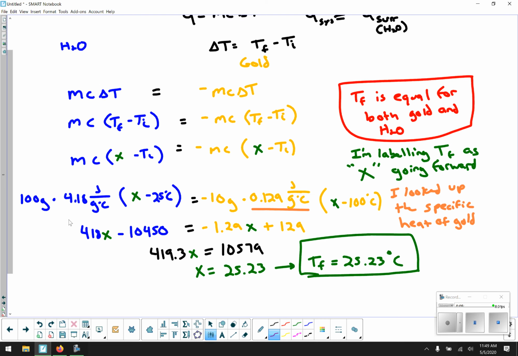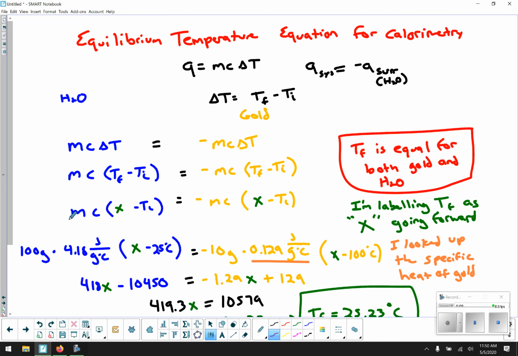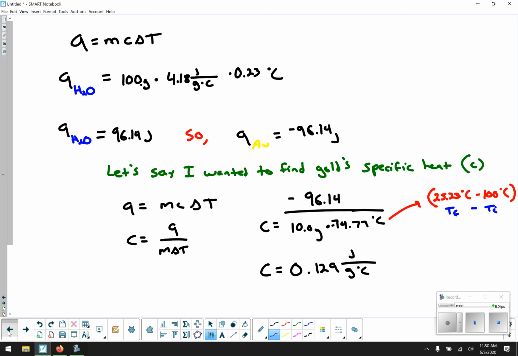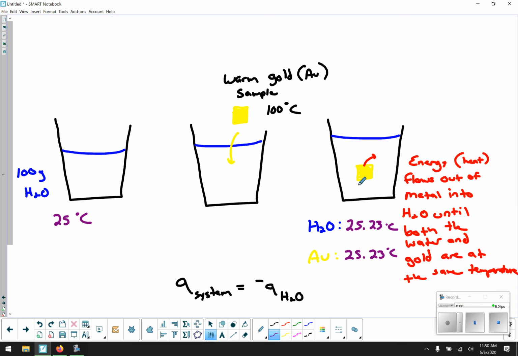This is the math I did to figure that out, and it looks really complicated. But basically, if you take these two equations at the top, Q equals mc delta T, and the Q of the system is negative Q of the surroundings, so whatever energy enters the system exits the surroundings, or whatever energy exits the system enters the surroundings, which is just a fancy way of saying all the joules of energy that left the gold had to go into the water. If it left the gold, the water gained the energy.